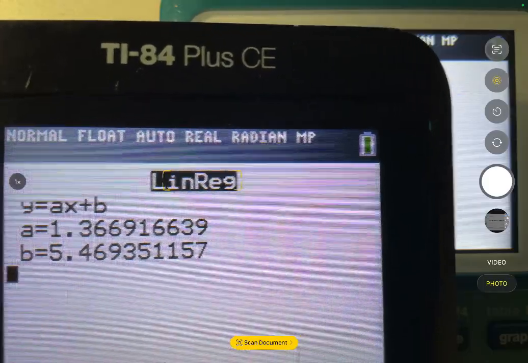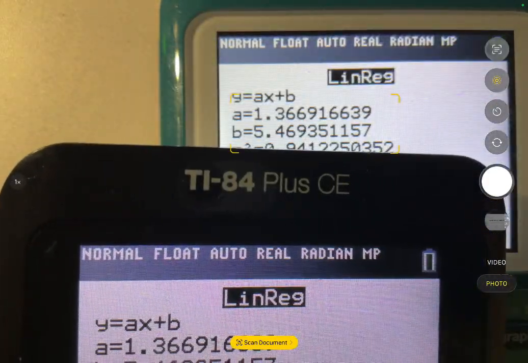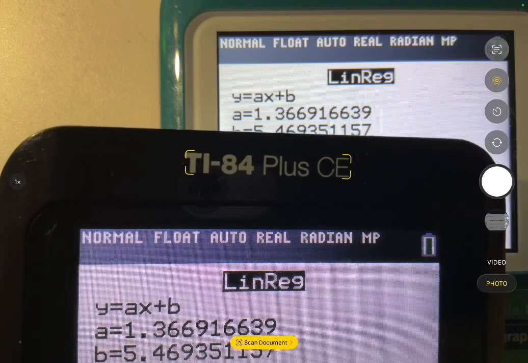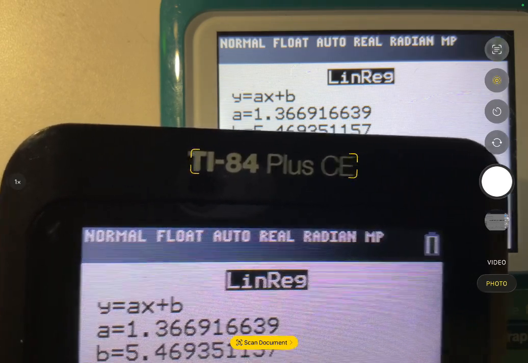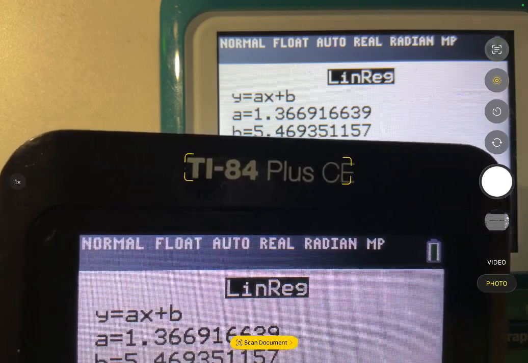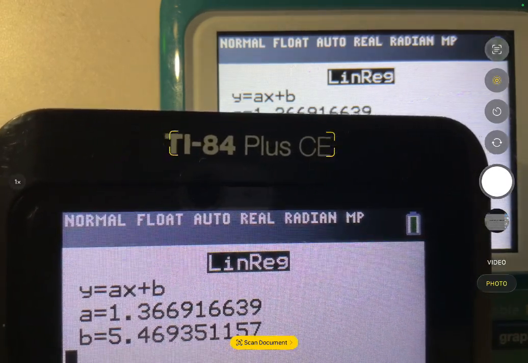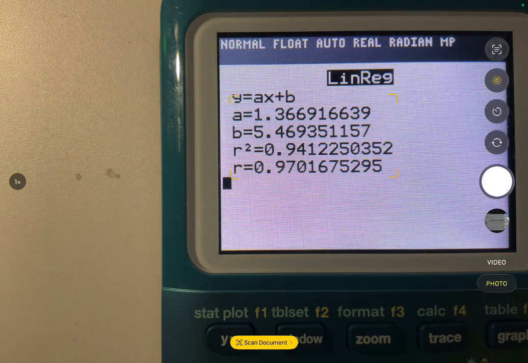Do not panic. These are the numbers that we need. Notice my A and my B with Kyler's is exactly the same. Those are the numbers that we're looking for right now. Don't worry about R. R is correlation coefficient. We're not there yet. So as long as your A and B is the same as mine, you're good. If it's not the same as mine, you messed up your table.